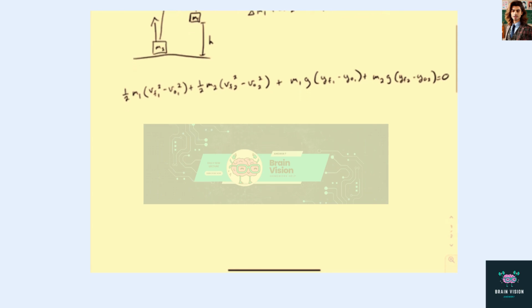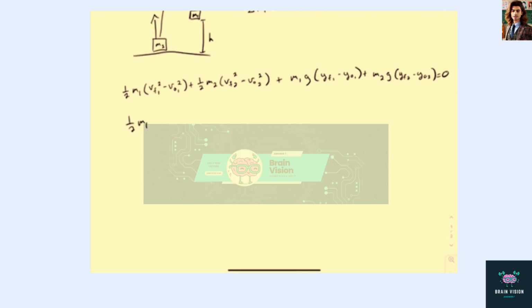Okay, so let's go back to the side. We have 1/2 m1. The final velocity for m1 we don't know. The initial velocity is 0. They both start at rest, so this is just the final squared. The same is true for m2. It starts at rest, ends at an unknown final velocity, which is what we're looking for.